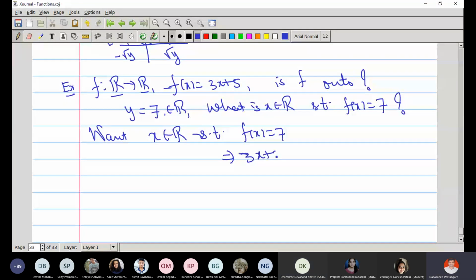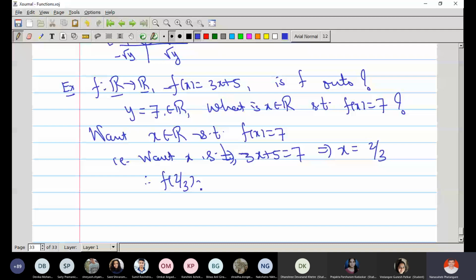3x plus 5 is equal to 7. What we want is x such that 3x plus 5 is equal to 7. That means, what is x? x is equal to 2 by 3. So therefore f of 2 by 3 is equal to 7.